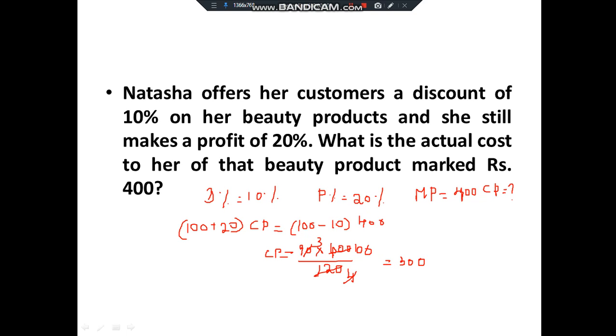Next question, try it by yourself. Try using both the basic method as well as the shortcut. See, Natasha offers her customers a discount of 10% on her beauty products and still she makes a profit of 20%. What is the actual cost to her? Which means cost price we'll have to find and marked price is given as 400. So substitute the values, get the cost price as 300 rupees. Okay.